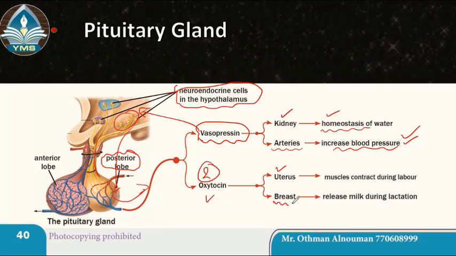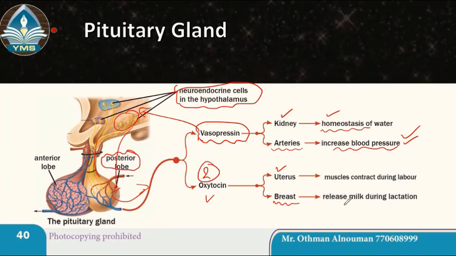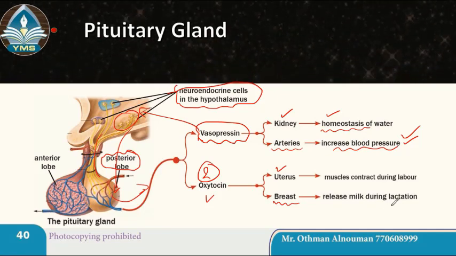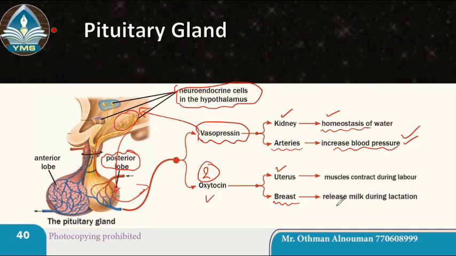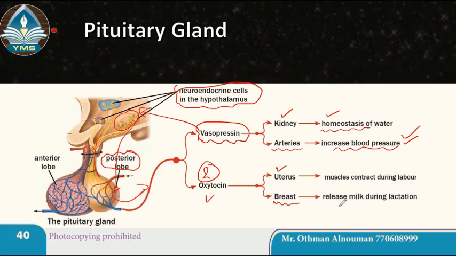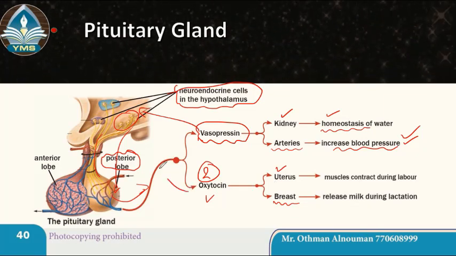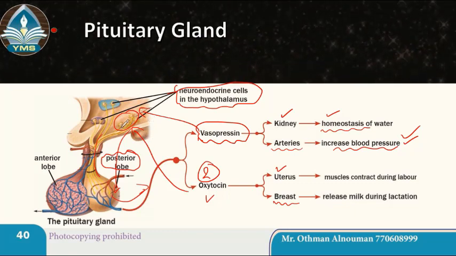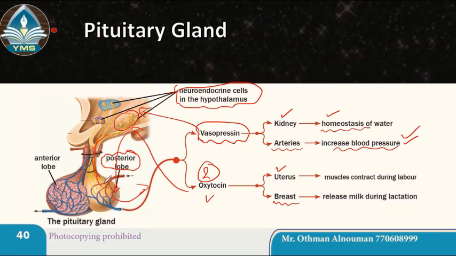Also, it stimulates the breast to do what? To release milk during suckling. When the baby sucks the mother's breast, an impulse is going to go to the hypothalamus, and it is going to produce this hormone.